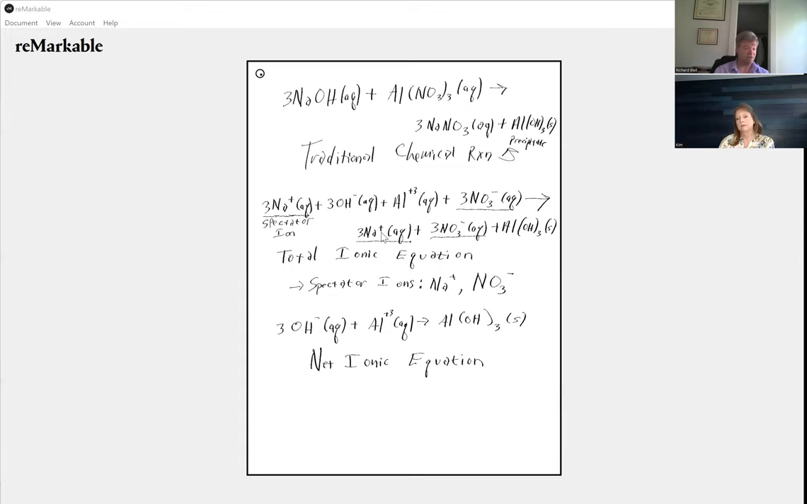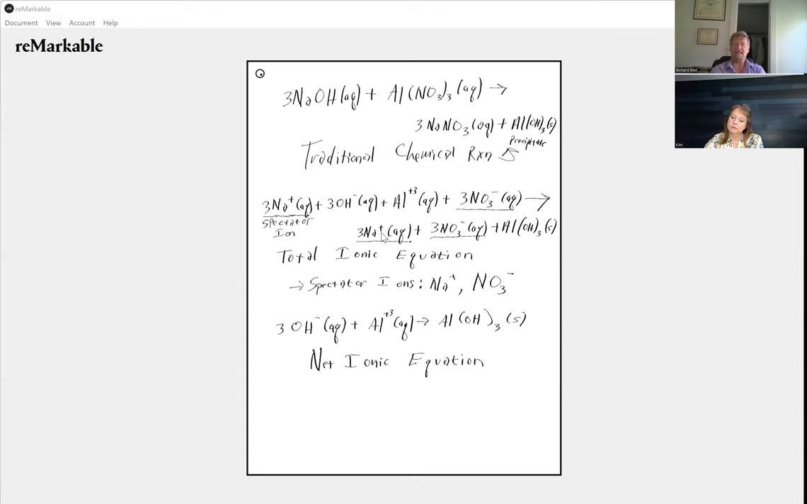On the other hand, we have aluminum and nitrate. The nitrate does not participate in the reaction, but it's present because it's counterbalancing the charge of the aluminum. So they're present. They just don't participate in the reaction that we want.